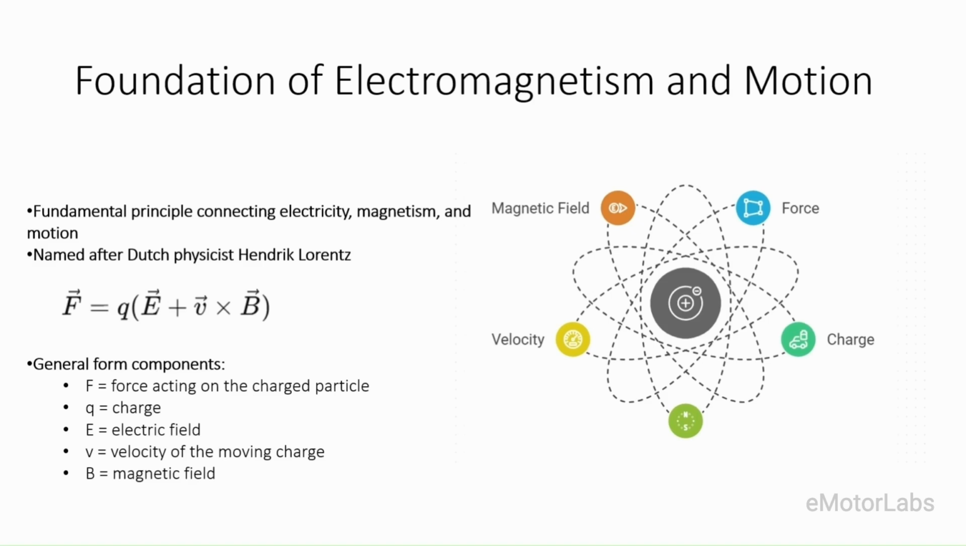In its general form, it is expressed as shown in the equation below, where F is the force acting on a charged particle, Q is the charge, E is the electric field, V is the velocity of the moving charge, and B is the magnetic field. This equation tells us how both electric and magnetic fields can push or pull a moving charge.